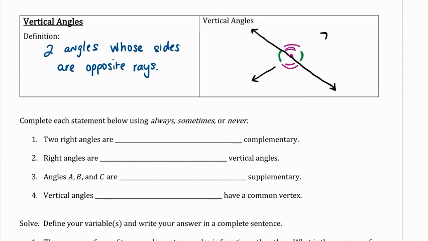That one. And that one. There we go. Okay, so that's vertical angles. Okay, so then, just thinking through some stuff with sometimes, always, never. We've got a couple statements here.